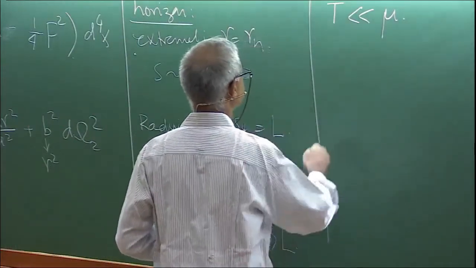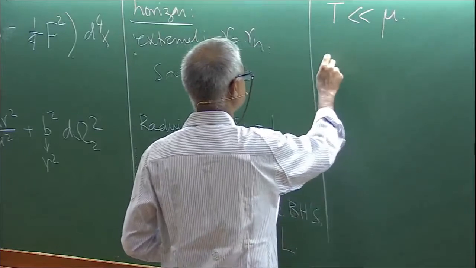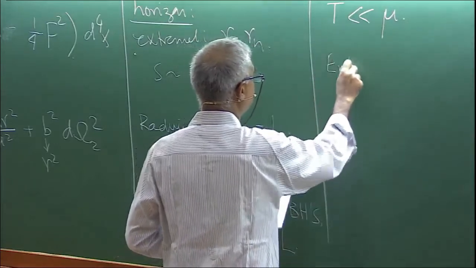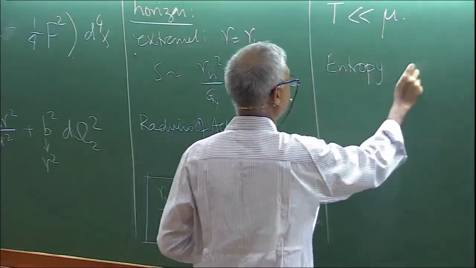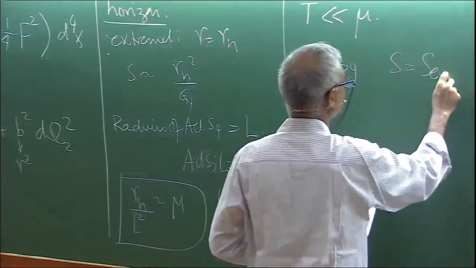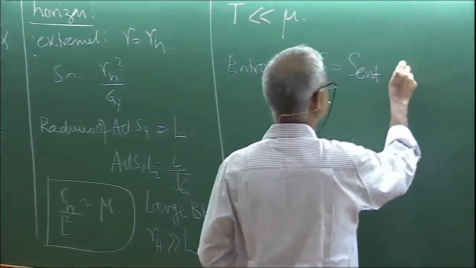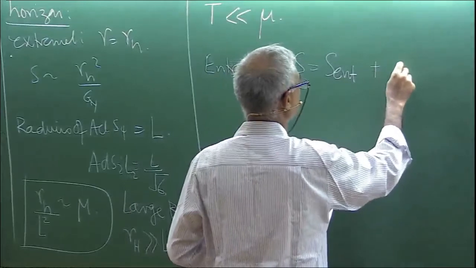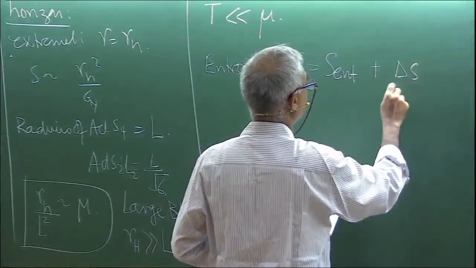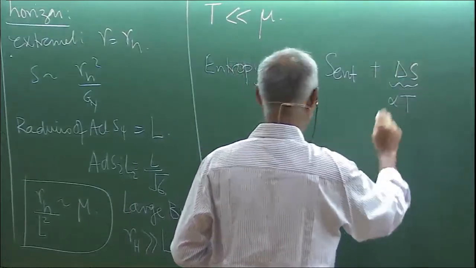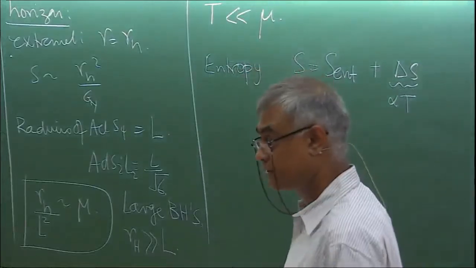What do we know about the system? Well, the thermodynamics is easy to compute. The entropy is the ground state entropy, which is tied to the degeneracy, plus a correction. And that correction is linear in temperature with some coefficient.